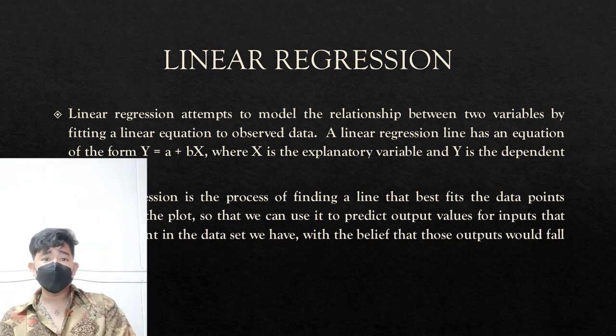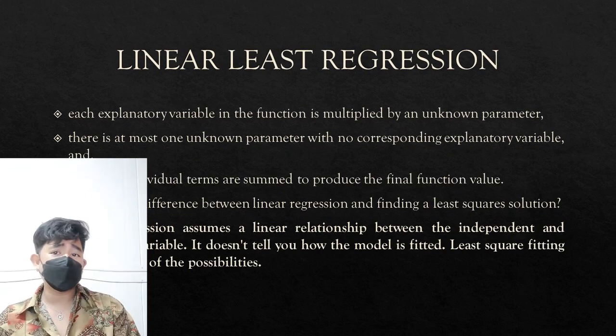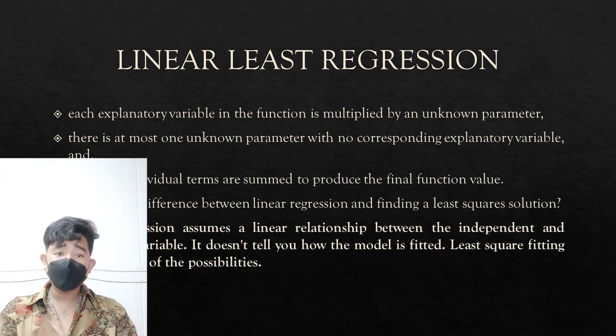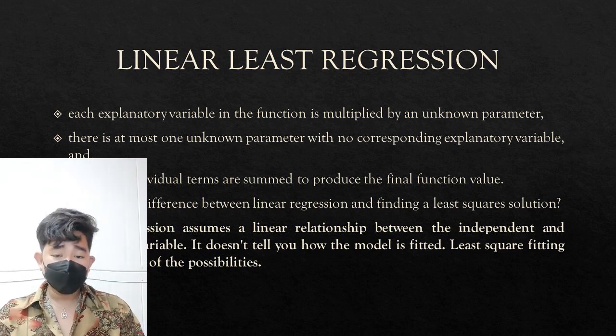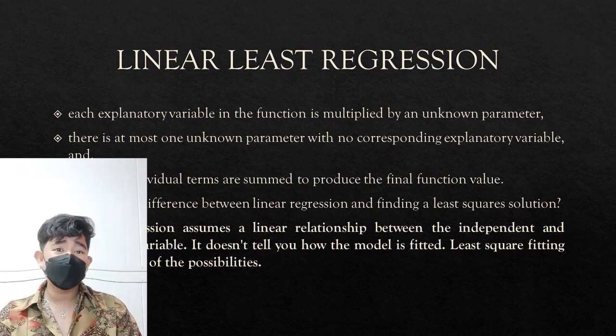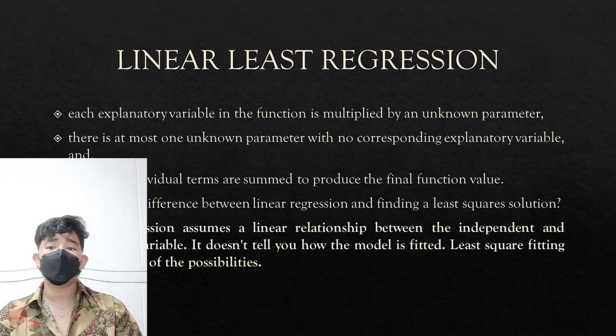Next, let's proceed to linear regression. The explanatory variables in the function are multiplied by unknown parameters. These are the unknown parameters with corresponding explanatory variables, and all of the individual terms are summed to produce the final function's value.